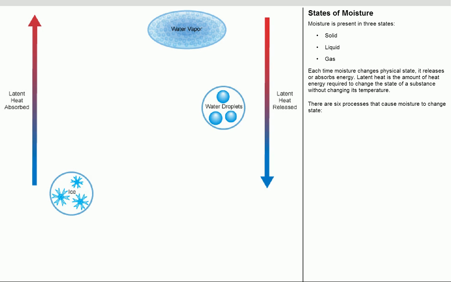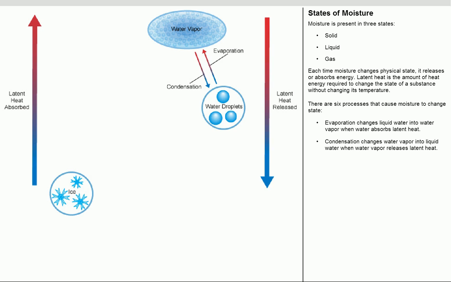Latent heat is the amount of heat energy required to change the state of a substance without changing its temperature. There are 6 processes that cause moisture to change state. Evaporation changes liquid water into water vapor when water absorbs latent heat. An example of this is boiling water, which creates steam, which eventually becomes invisible water vapor.